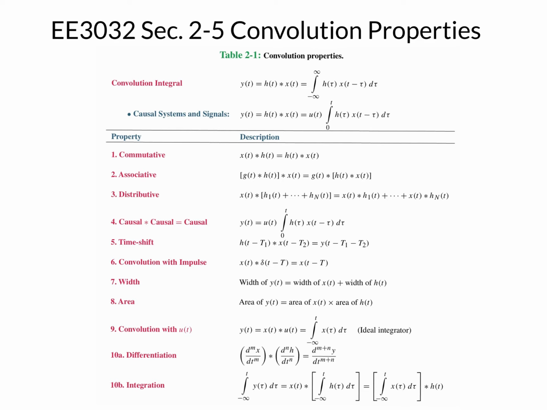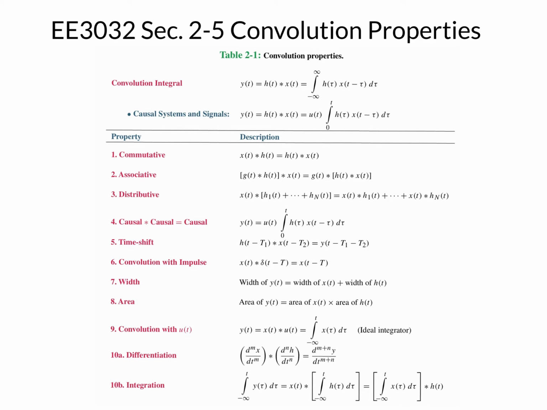What we're going to do is select two of them and do a proof, just so you can see how we can prove these properties using techniques and tools that we already have. And then we're going to give a couple of examples of how the properties are used.